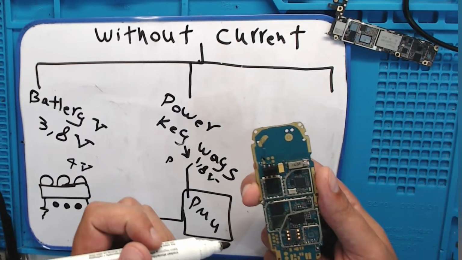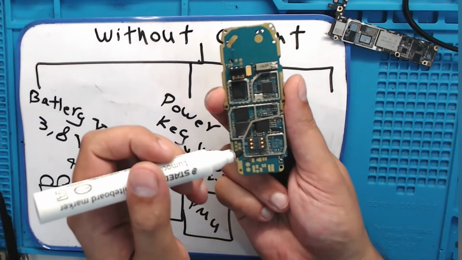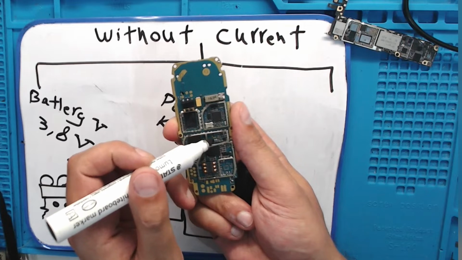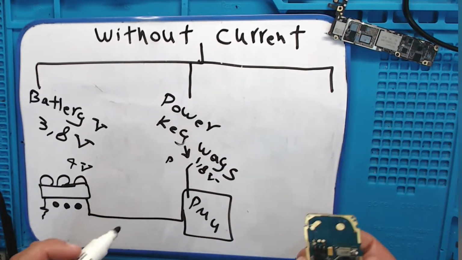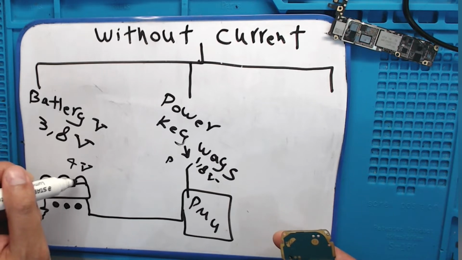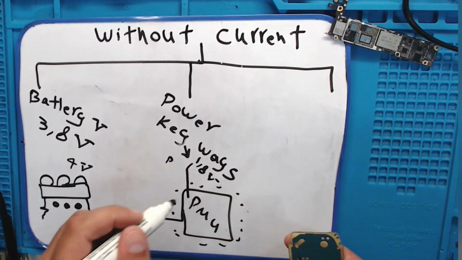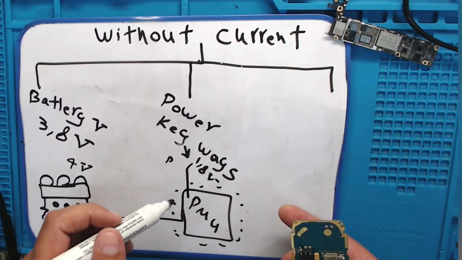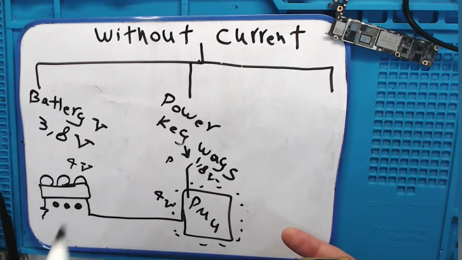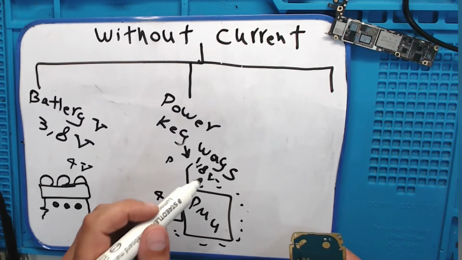And around the power management, you see a lot of capacitors, inductors, and resistors. When the battery is connected, you connect the DC power supply cable and bring the 4 volts to the motherboard. You need to find the 4 volts around this IC. And after finding the 4 volts voltage, you need to check the last ROM. This is the power key. You need to check whether the power key has voltage or not.